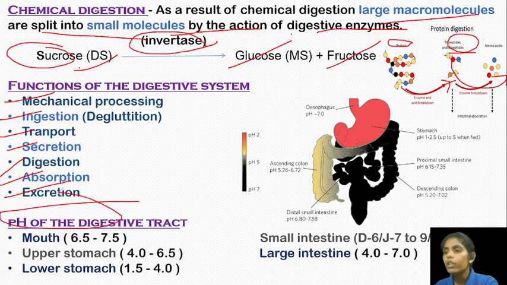Now coming to the pH of the digestive tract. pH is the level of acidity and basicity in different parts of the digestive tract. Let us know about that. The mouth has a pH of around 6.5 to 7.5, so you can say this is a neutral pH. Why does the mouth have a neutral pH? It is because of the presence of saliva in the mouth.